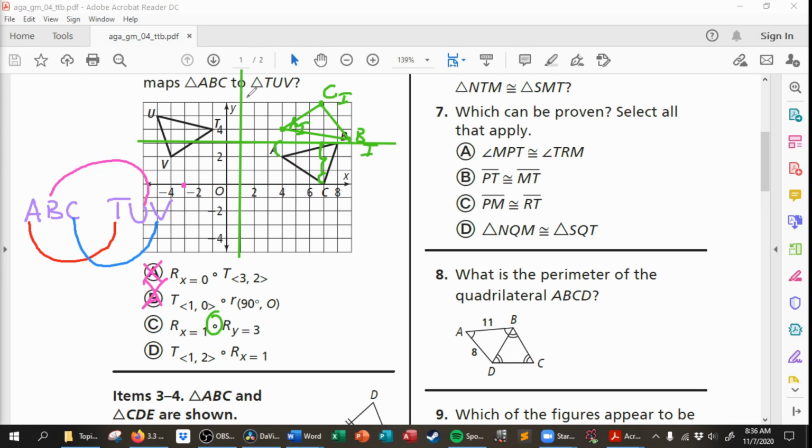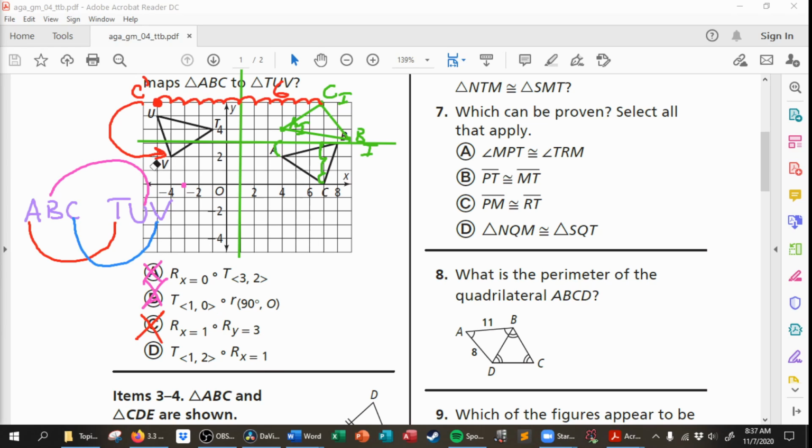So this is 1, 2, 3, 4, 5, 6 units away from this line. So I got to go 6 to the left. 1, 2, 3, 4, 5, 6. And this is going to give me C prime. Now C does map to V. Well, there's another problem, right? This should be way down here if this is going to work. Obviously, it's not. So let's hit the eraser and let's look at this one.